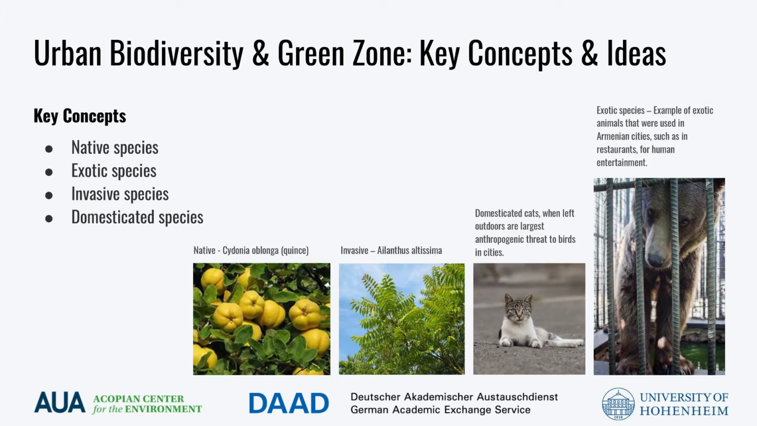A variety of species inhabit these urban areas, including native species, or species that are indigenous to a given region or ecosystem; exotic species, or species that inhabit areas where they are not native; invasive species, or species that displace native organisms and transform the urban ecosystems; and of course domestic species such as pets.